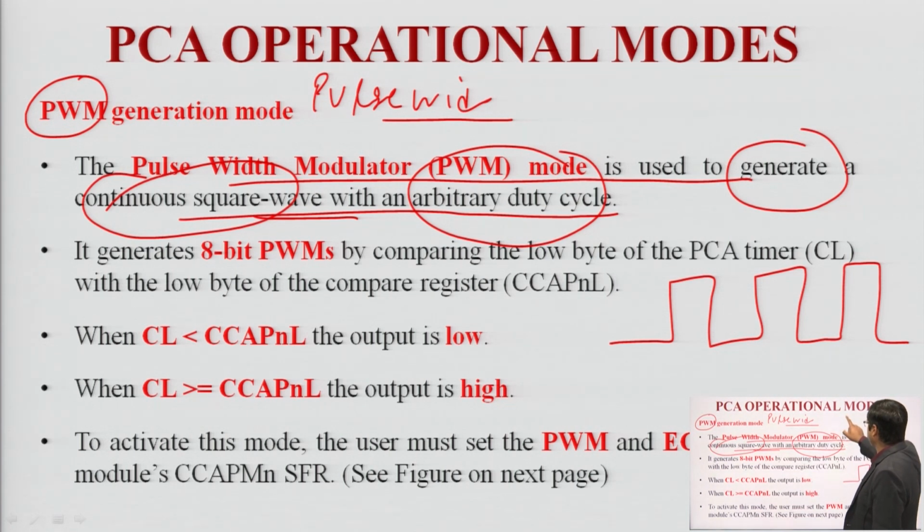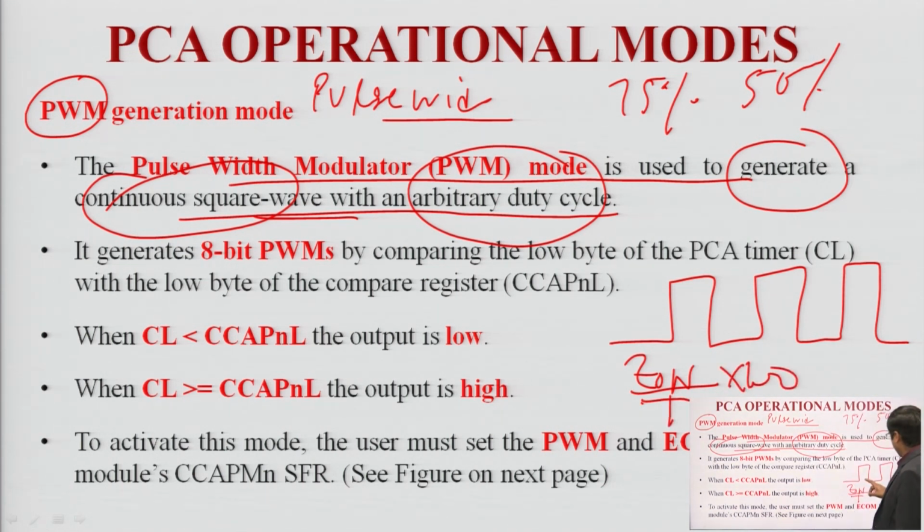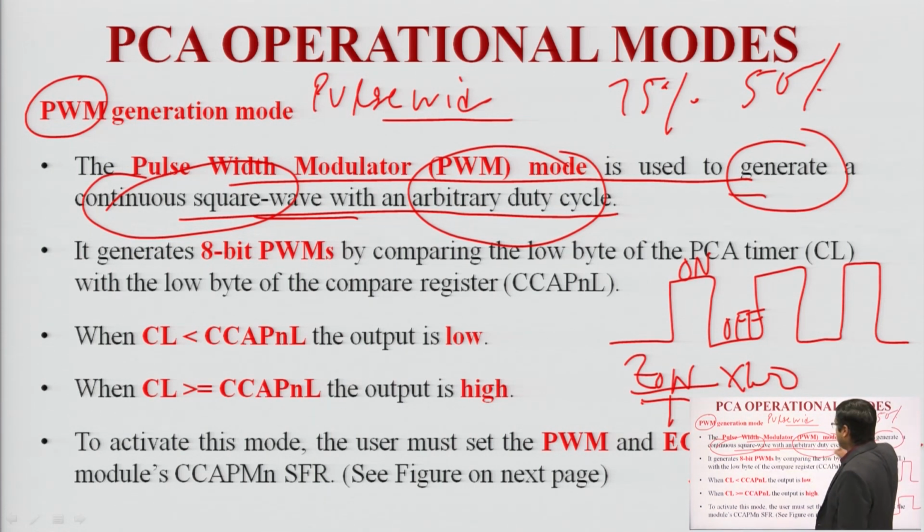Duty cycle may be 75% or 50%. What is meant by duty cycle? Duty cycle is equal to T on divided by the total time, multiplied by 100. If there is a 50% duty cycle, the on time and the off time are the same. If there is a 75% duty cycle, the output will look like this. So the pulse width modulator is used to generate a continuous square wave with an arbitrary duty cycle.